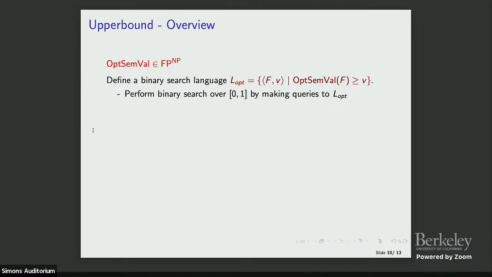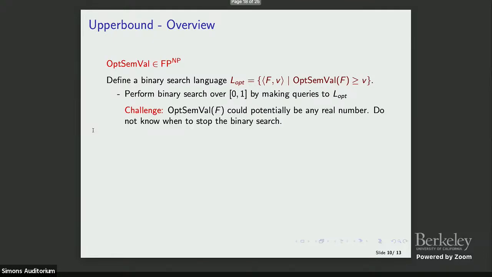And the upper bound connects to something else. And so, of course, we wanted to show something like FP to the NP. The usual idea is to define a binary search language and search for this in exponential space using an NP language. So we define this LOB language, which is a formula and some value, and that's in the language if it's greater than the value.